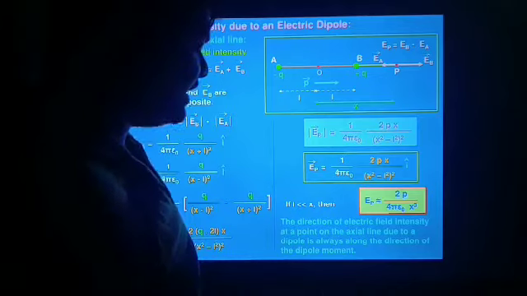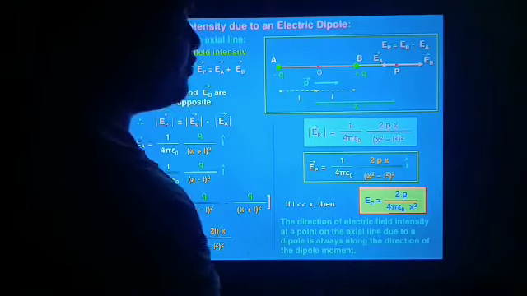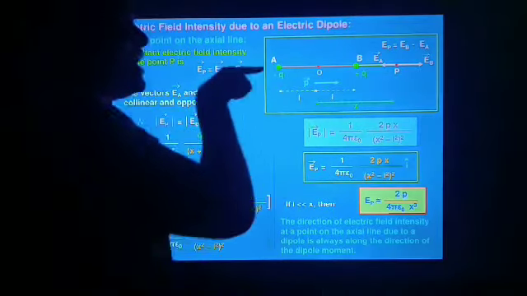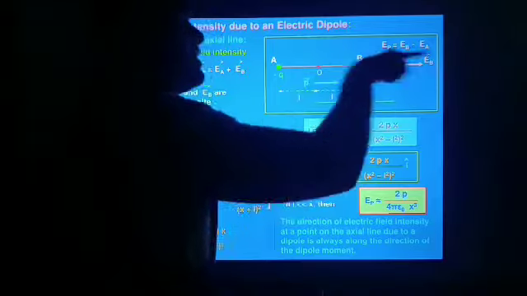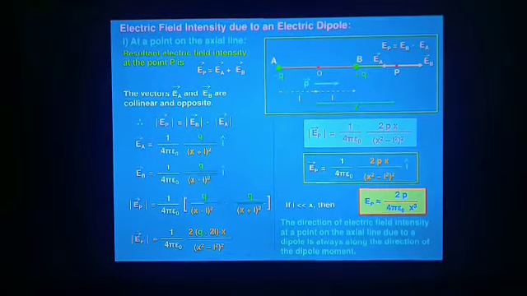The direction of the electric field intensity at a point on the axial line due to a dipole is always along the direction of the dipole moment. Means the electric field is always in the direction of the electric dipole moment.